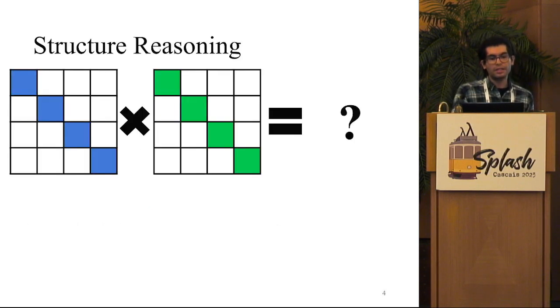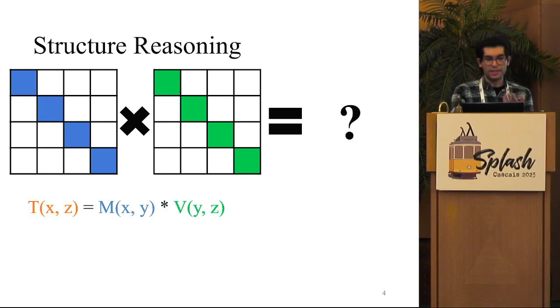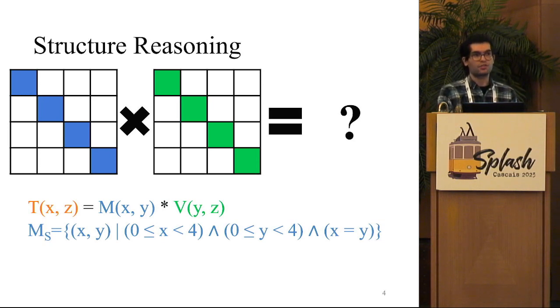It would be very nice if we could do some structural reasoning, meaning that we can propagate that structure throughout the whole tensor algebra computation. Let's see what we need to do that. First, we need to represent the tensor algebra computation over these matrices. It's basically matrix-matrix multiplication. So we have T of x and z equals M of x and y multiplied by V of y and z.